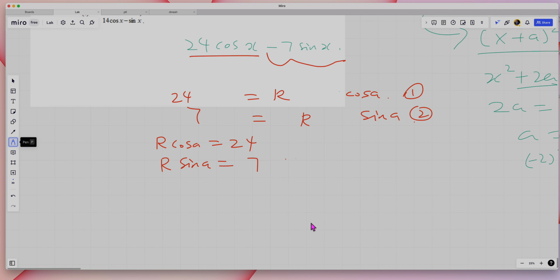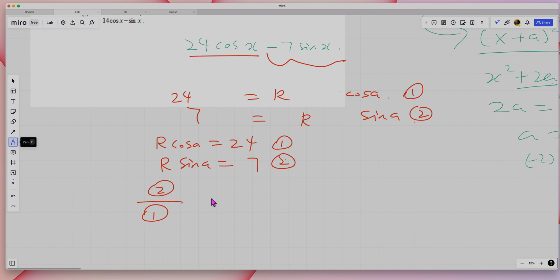Okay, good. So how do I get rid of the r? Let's say this is 1, this is 2. So I use 2 divided by 1. I will tell you why I use 2 divided by 1 instead of that. So 2 over 1, you will get r gone. This divided by this, r gone.